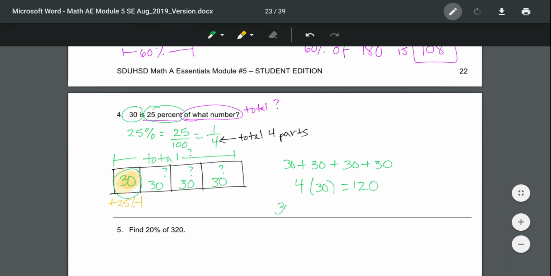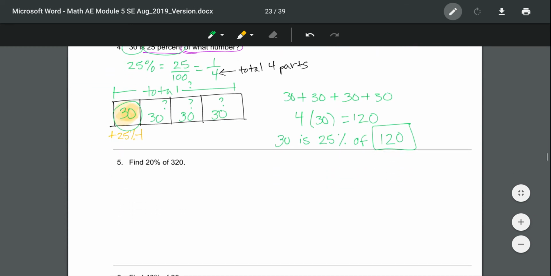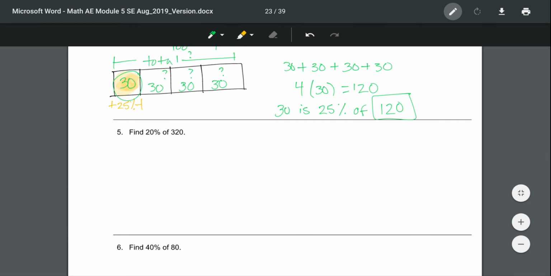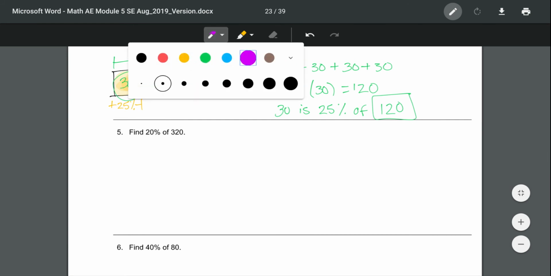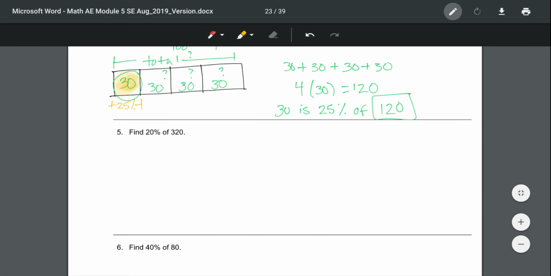So that means that 30 is 25% of 120, which 120 is what we're trying to find. Okay, number 5, you want to find 20% of 320. So we know the total is 320. We want to find 20% of it. So 20% would be 20 out of 100, which reduces to 1/5.